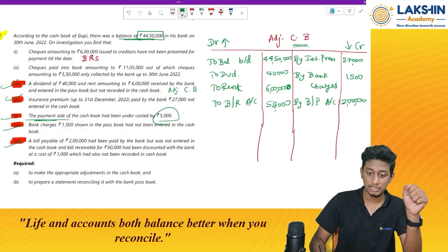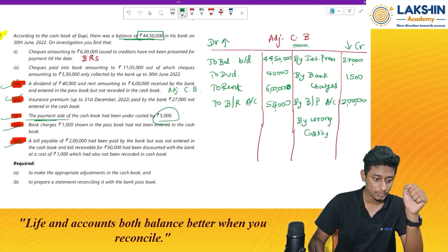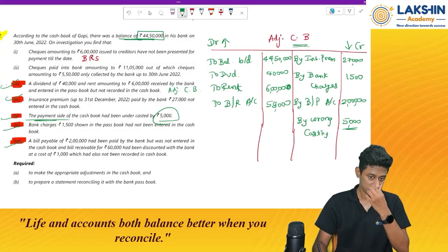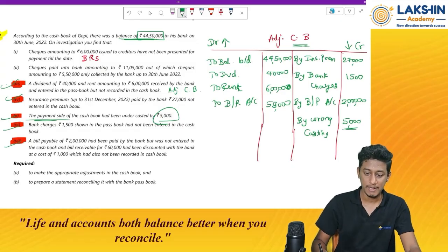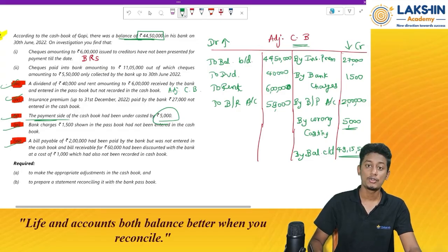So the entry will be done on the credit side by wrong casting. Rupees how much? 5,000. This is how you make the entry. Now, balance the cash book. How much is the balancing figure? 49 lakh 15,500 is the closing balance of the cash book.